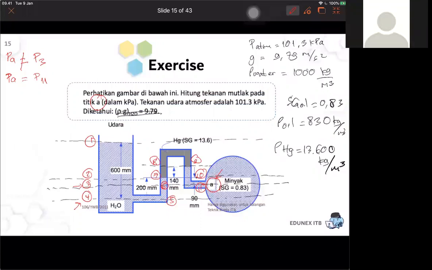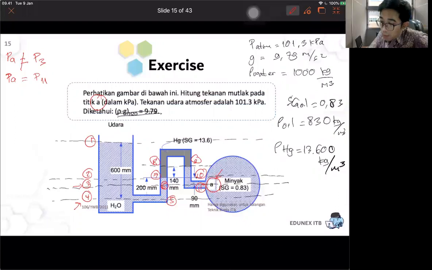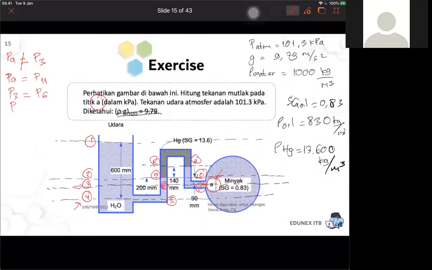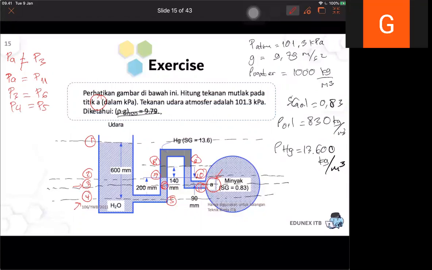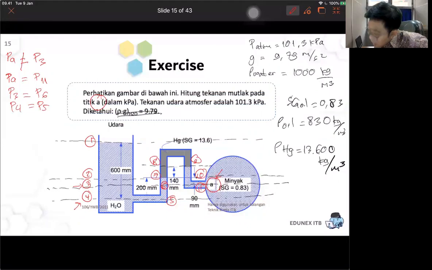Point 3 and point 6, sir? Point 3 and point 6. Right. Then? Point 4 and point 5? Yes. Then? 6 and 11.